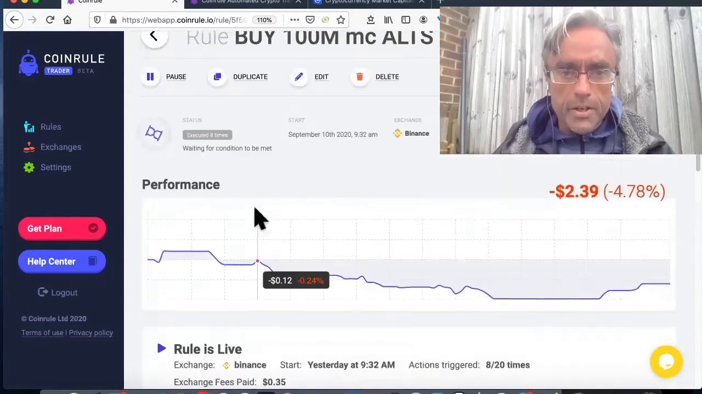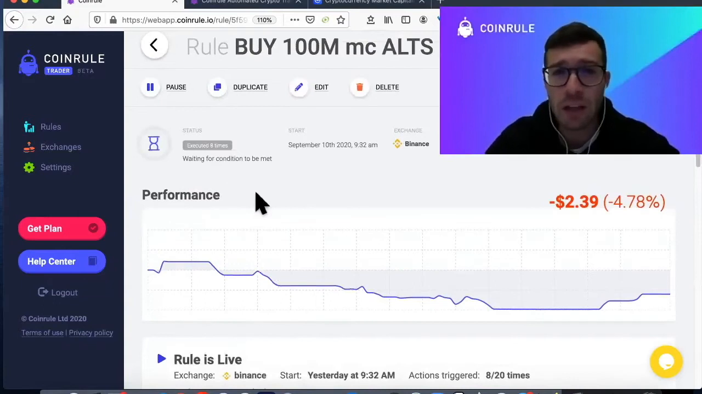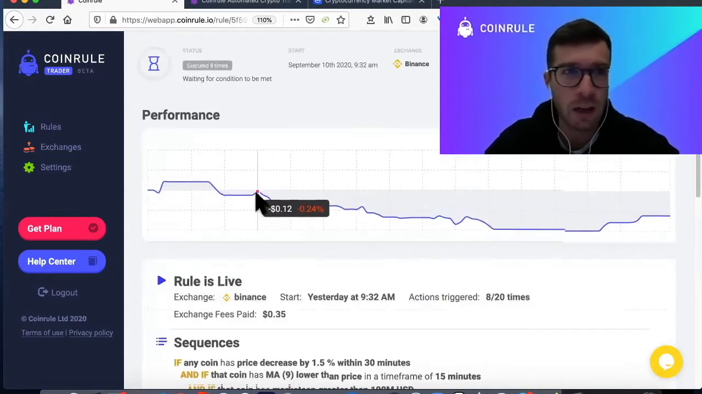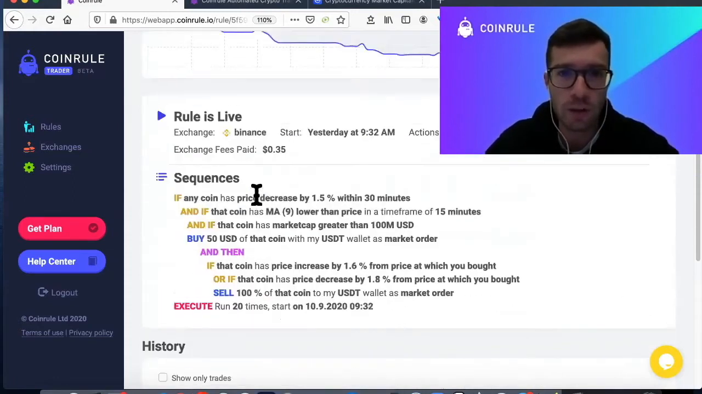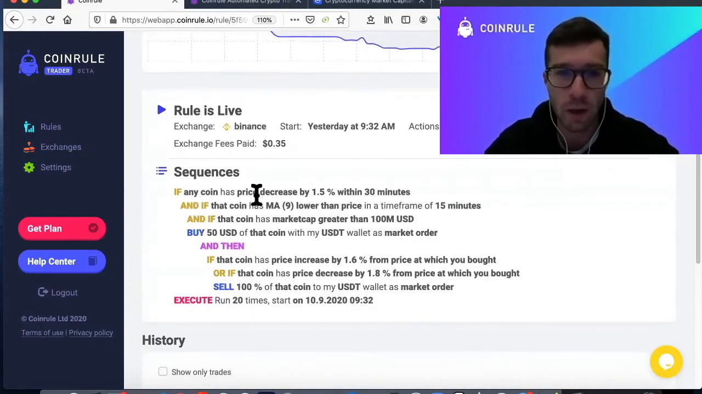Actually, the rule is not that bad. We're just down $2, so that it's more than compensated by all the profit that we have achieved with the other rule on Ethereum. That, by the way, is going quite well these days.